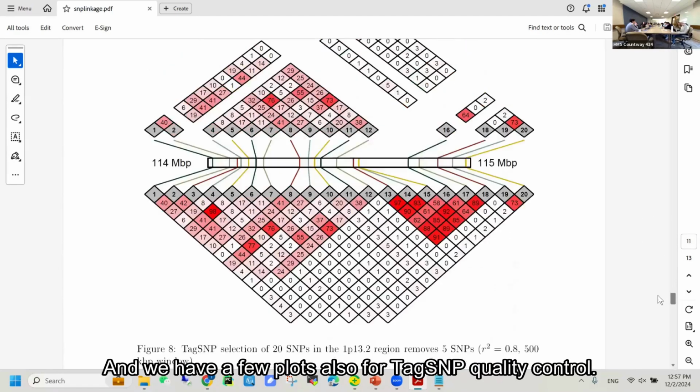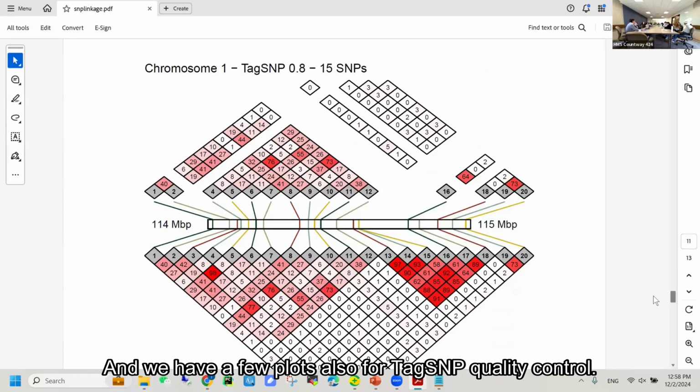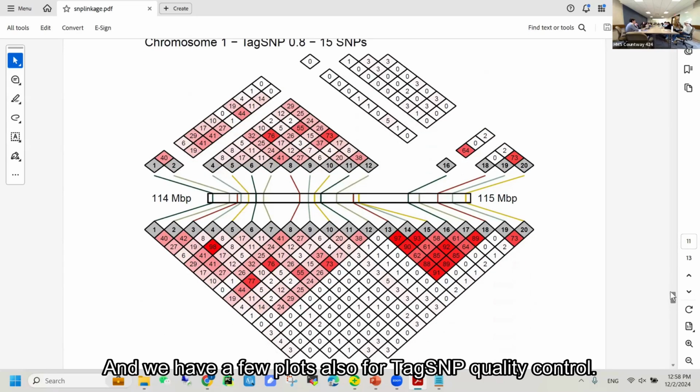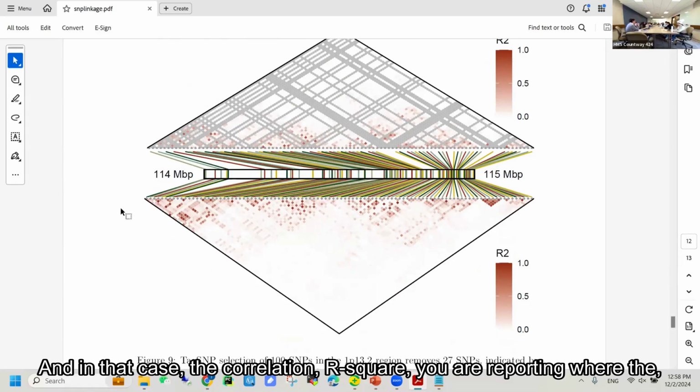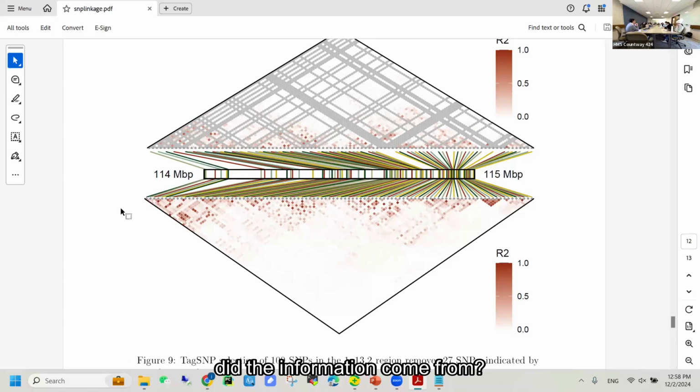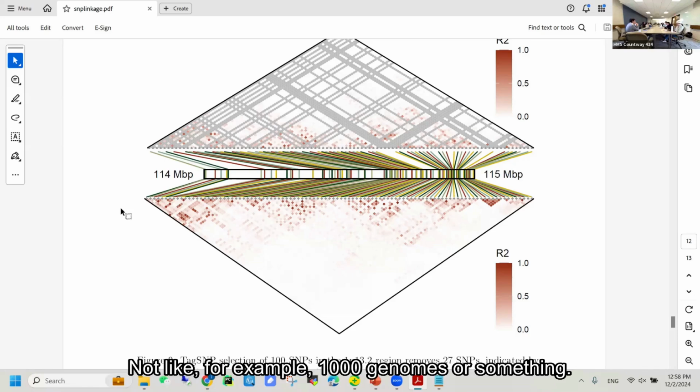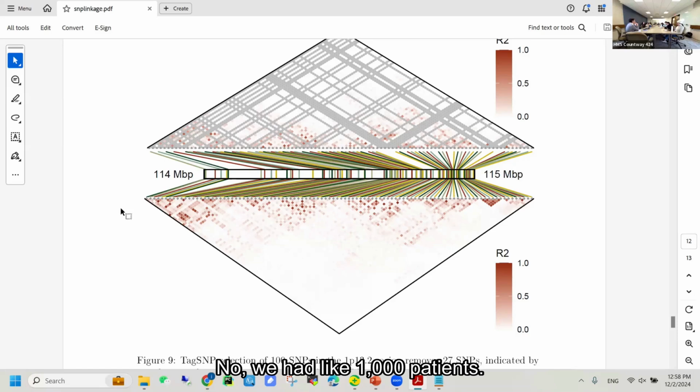I see. And we have a few plots also for tag SNP quality control. In that case, the correlation R squared you are reporting, where did the information come from? Is it from the raw data, the SNPs, not like, for example, 1,000 Genomes or something? Well, we had like 1,000 patients, and each patient had 300,000 SNPs. That's how we measure.